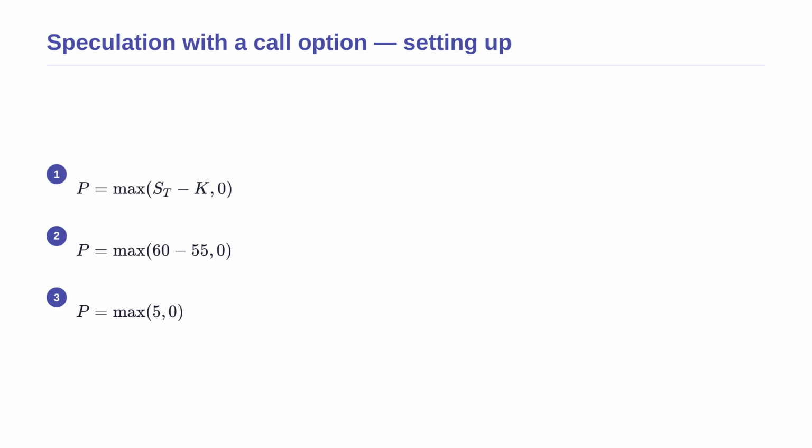We start with our standard payoff formula for a call option. We substitute the specific numbers from our problem into the option formula. The final market spot price of $60 replaces the variable S sub T. The option strike price of $55 replaces the variable K. We perform the subtraction inside the parentheses first. Subtracting 55 from 60 gives us a result of 5. We now must compare this result of 5 against the number 0.